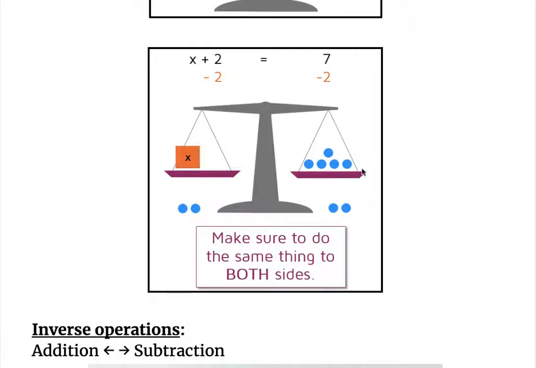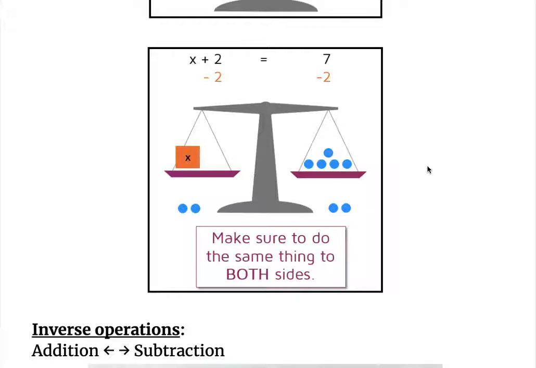So thinking about it as a scale, we have to make sure that we do the same thing to both sides. If we just subtract 2 on one side and not the other, then that scale is going to be lopsided. So we have to do the same thing, and then we'll end up with our mystery box equal to the other side, which is 5.